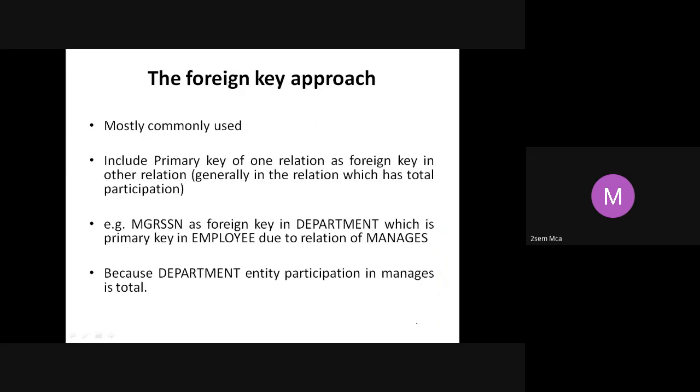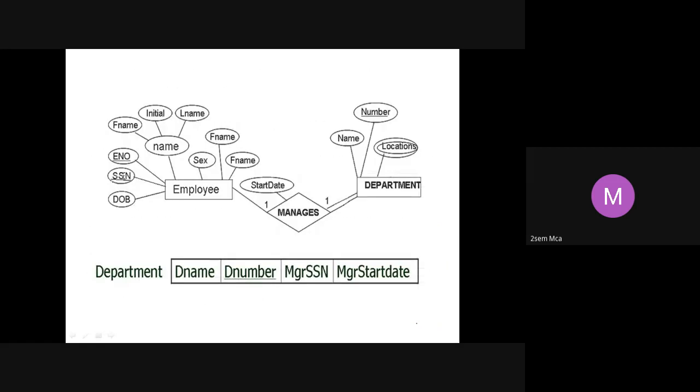So in the foreign key approach, what will happen? This is a one-to-one relationship, if you see here. What is the foreign key approach? The primary key of one of the entities will be included as a foreign key of the other entity. Primary key of employee, I will put it as a foreign key in the department table. Or should I take the primary key of department and put it as a foreign key in the employee? Which way should I do? Any answers?